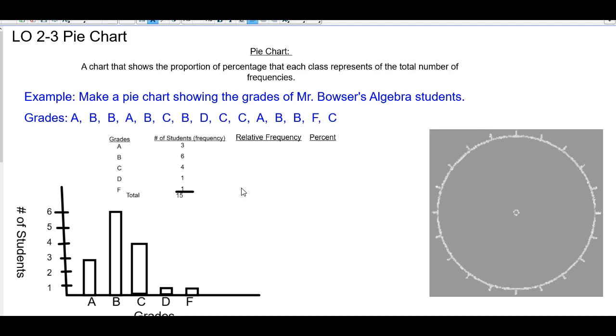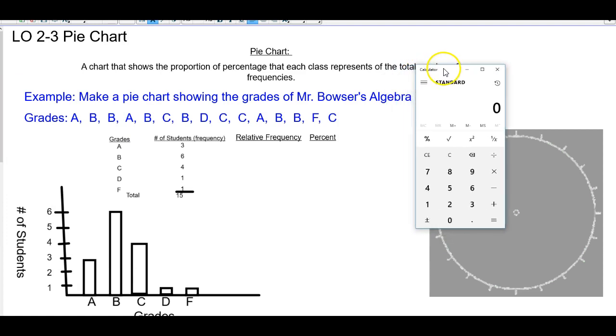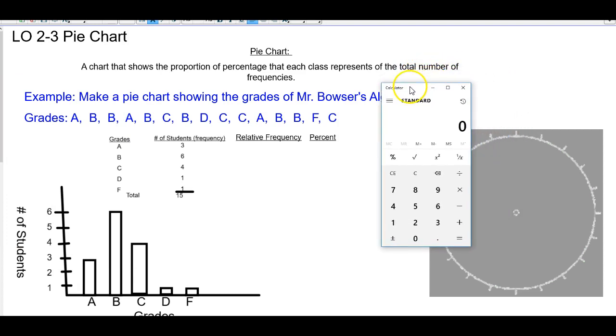And you can convert a class frequency to a relative class frequency to show the fraction of the total number of observations in each class. Remember that a relative frequency captures the relationship between a class total and the total number of observations. So it's basically a percent in decimal form. So we're going to go ahead and calculate this together. I've got a calculator here.